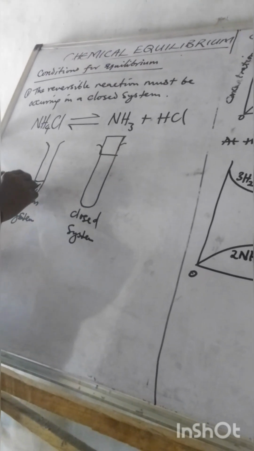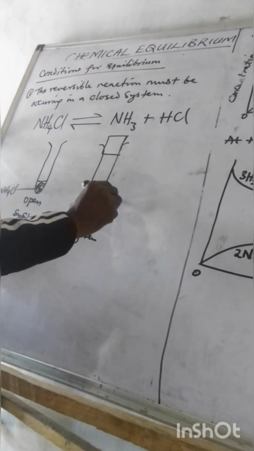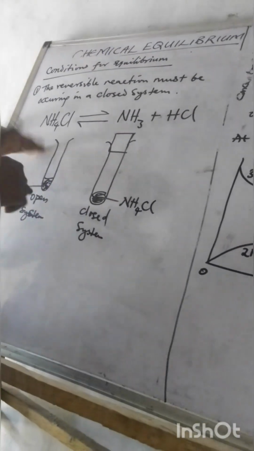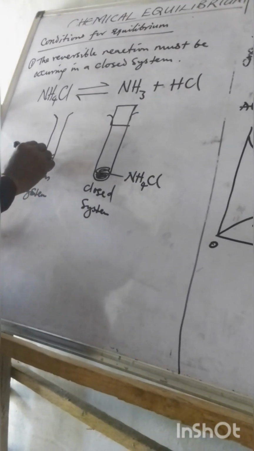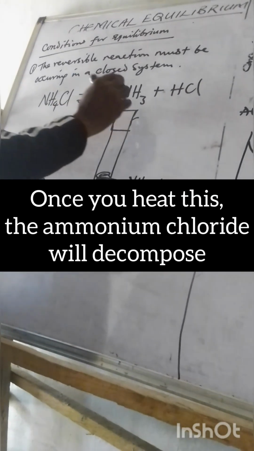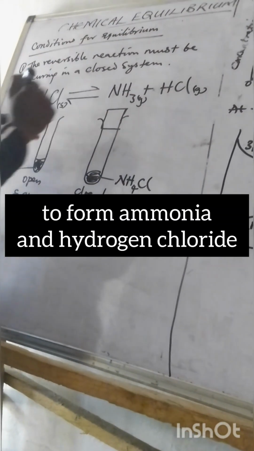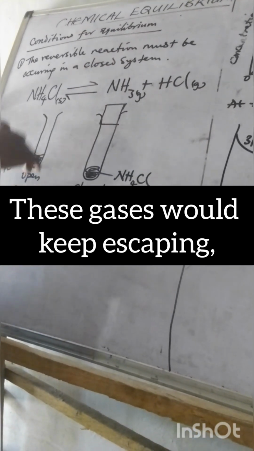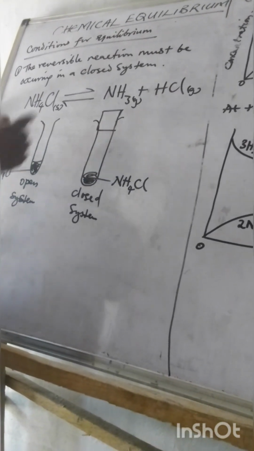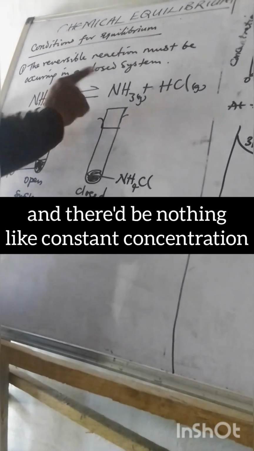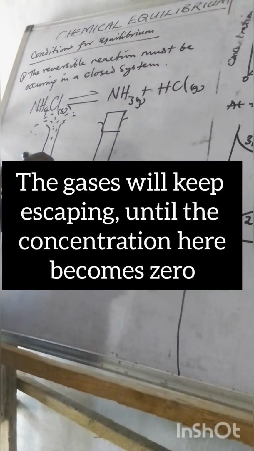Now, this is our ammonium chloride. In an open system, what happens? Once you heat this, the ammonium chloride will decompose to form ammonia, which is a gas, and hydrogen chloride, which is a gas. These gases will keep escaping. So their concentration will not be increasing because they will escape the system. And there will be nothing like constant concentration. They will keep escaping until the concentration here becomes zero.